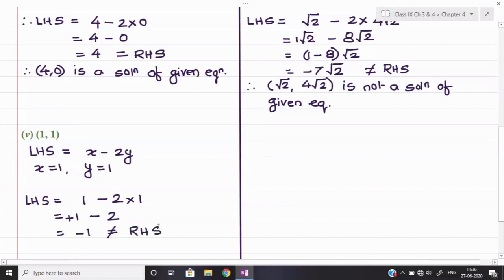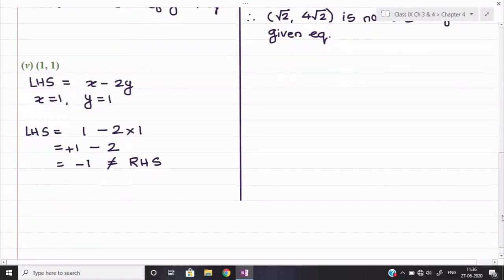Okay, so out of the 5 options only one we got true, the rest of all are not true. So we can write down the concluding line: therefore (1, 1) is not a solution of the given equation.